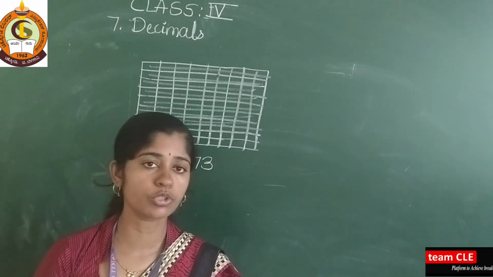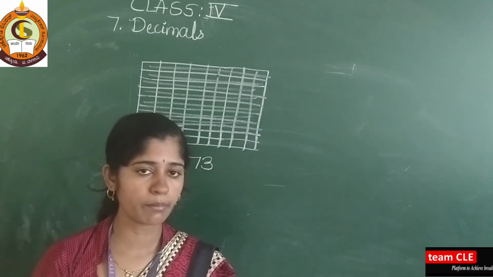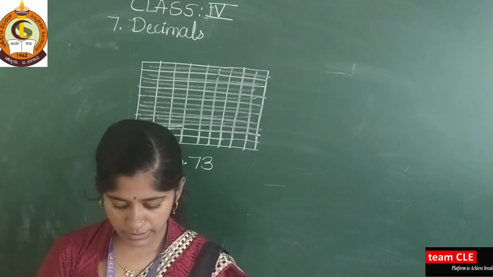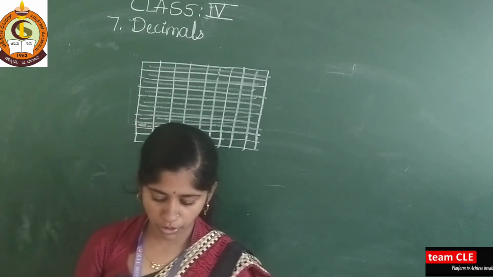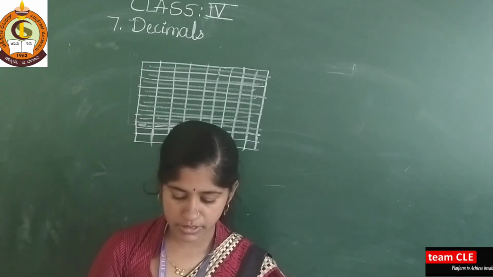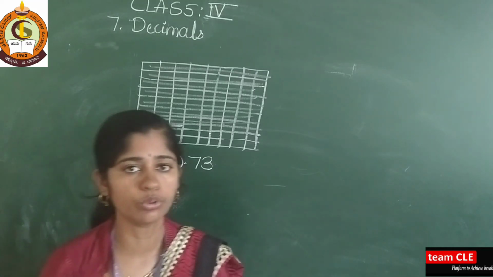I hope you understood the meaning of decimals, the place value, and how the numbers are increasing and decreasing. In the next class I will discuss writing the following decimals in words and writing the numerals. We will discuss this in the next class. I hope today's class is clear to you. Thank you.